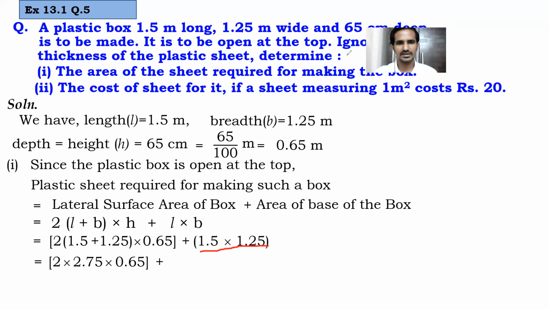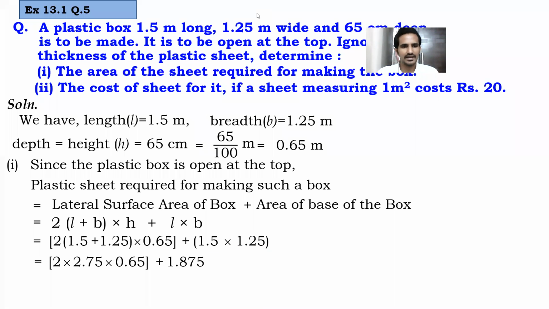Okay, Ayush has given me the answer. Okay, Kaustubh, you are talking about this multiplication, 1.5 into 1.25. So 1.5 into 1.25 is 1.875. Correct, Kaustubh. So this is to be added, 1.875.